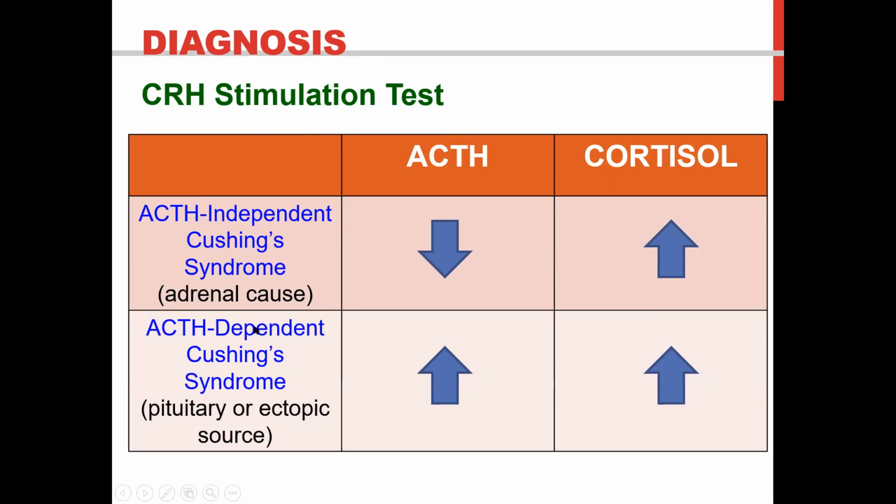For ACTH-dependent Cushing syndrome, the primary cause would be the pituitary or ectopic, from other areas. It is truly ectopic: it is not from the gland itself, or from the organ itself, but from some other site, hence ectopic. So there would be an increase in ACTH and also an increase in cortisol.